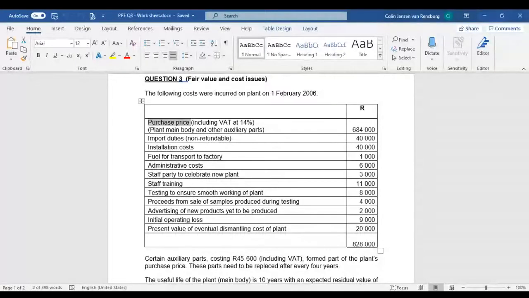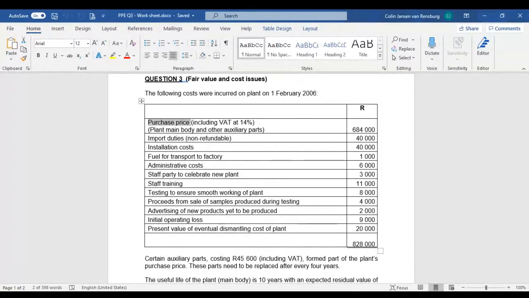You learned last year in financial accounting one about input and output VAT. Input VAT is the VAT that the company initially pays over to a supplier, and if the company is registered for VAT purposes, it can claim that input VAT back from the South African Revenue Service. So if this company is not registered for VAT purposes, then VAT is not a refundable tax. They cannot get a refund for it. So that VAT is truly a cost to the company, and it will form part of the cost of the asset, this plant.